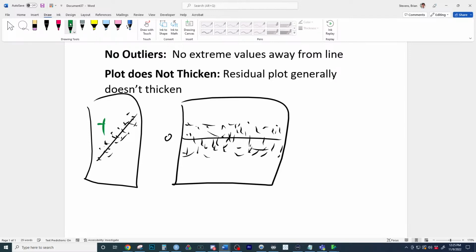So if something is above the line, positive residual. If something is below the line, negative residual. If something is on the line, zero residual. It tells you how much things miss by, i.e. right here's your zero residual, as we see over here. So it's just a really quick way to view all the residuals, and we should see no patterns. No patterns is a good thing.